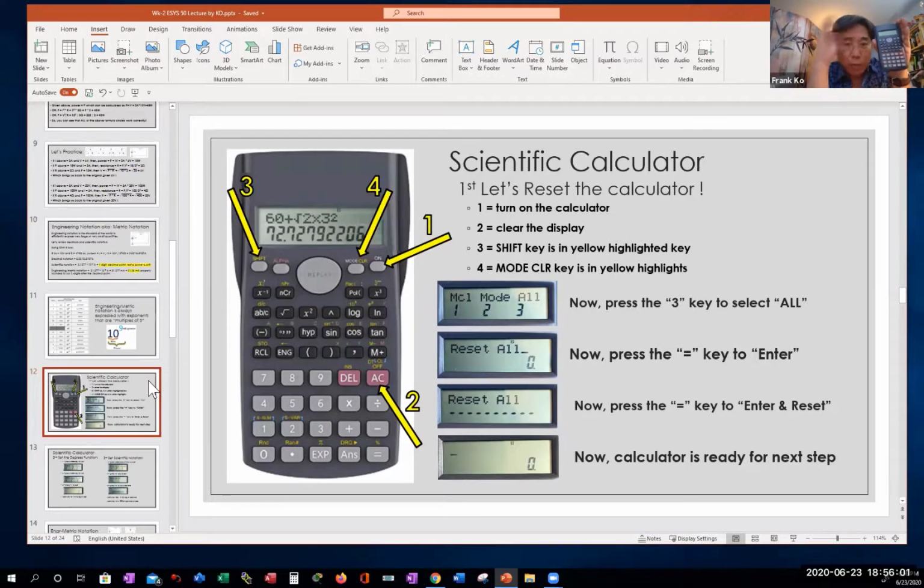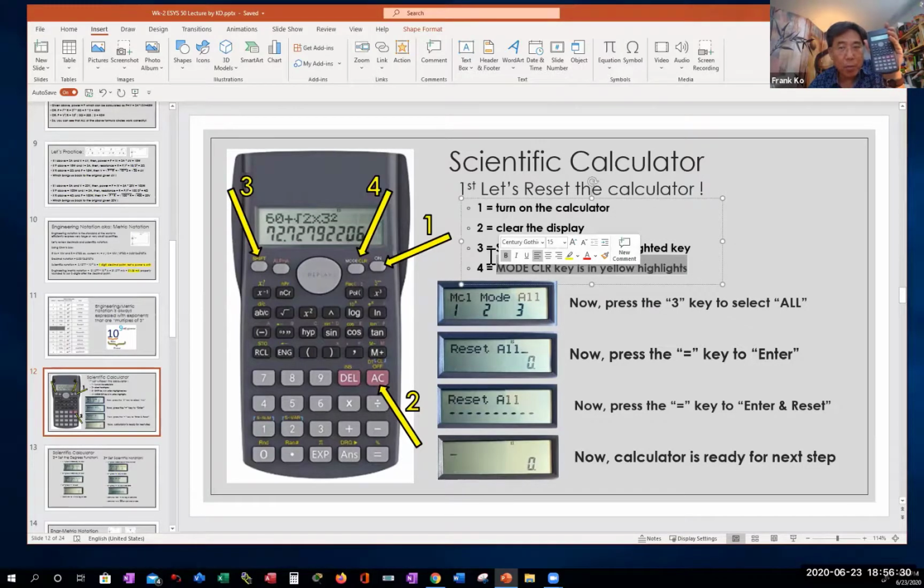First thing you ought to do is reset the thing. Whatever has been set up, you can reset. And how we reset on this is done by these steps. We turn on the thing, we go to number 2, clear the display. Number 3, we hit the shift key. Number 4, you hit the mode CLR key, and that's specified here. Turn on the calculator, clear the display, shift key, and then hit the mode CLR key.